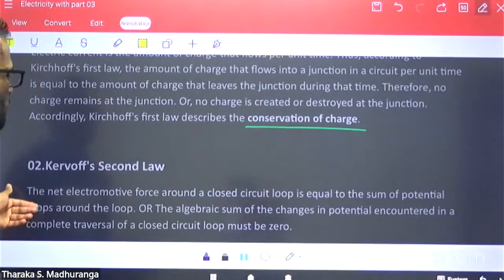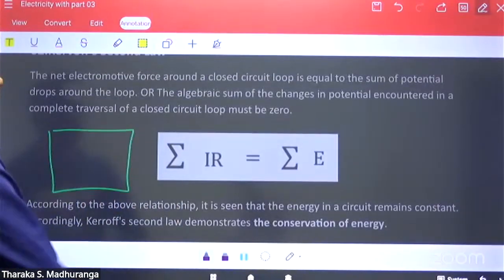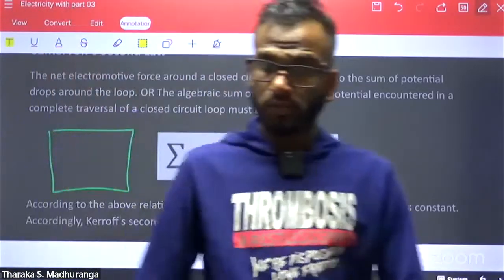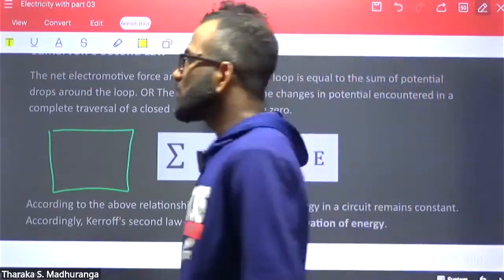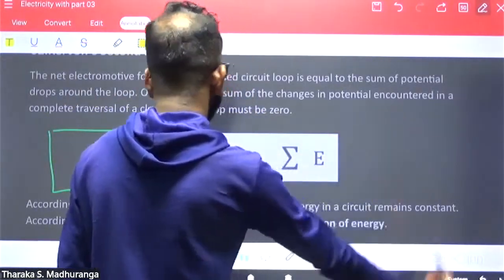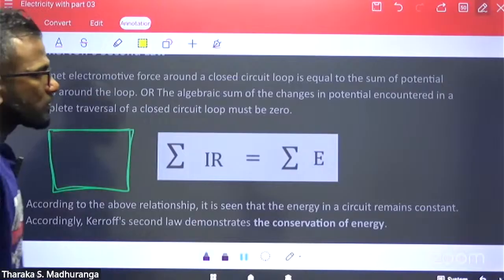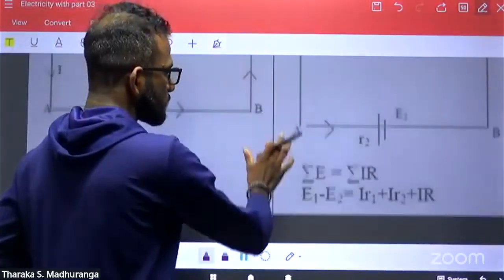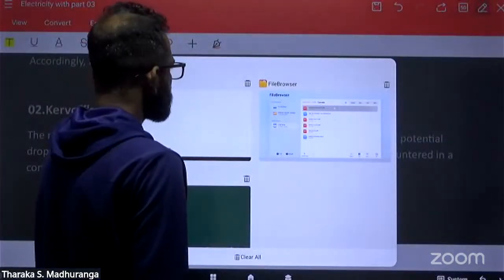Kirchhoff's second law we also discussed: in a complete loop of a circuit, the electromotive force equals the IR product. Electromotive force equals the IR product in a complete loop of a circuit. We discussed that last day. I told you to practice these questions, and I'll go to the exercise.